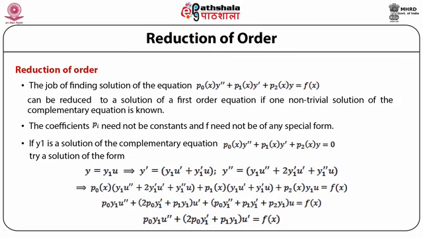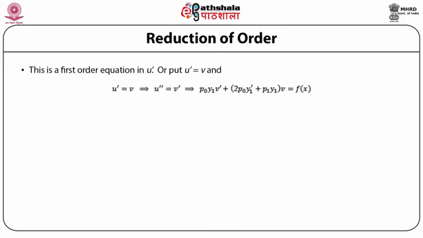Since y1 is a solution of the complementary equation, the coefficient of the u term is 0. Thus, the equation reduces to p0 y1 u'' + u'(2 p0 y1' + p1 y1) = f(x). This is a first order equation in u'.